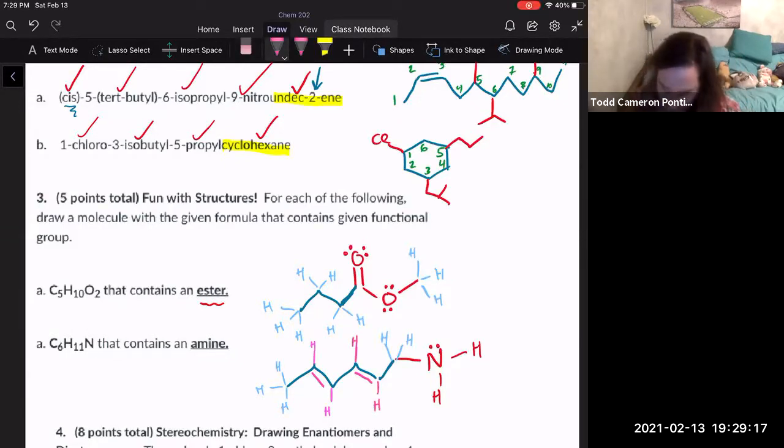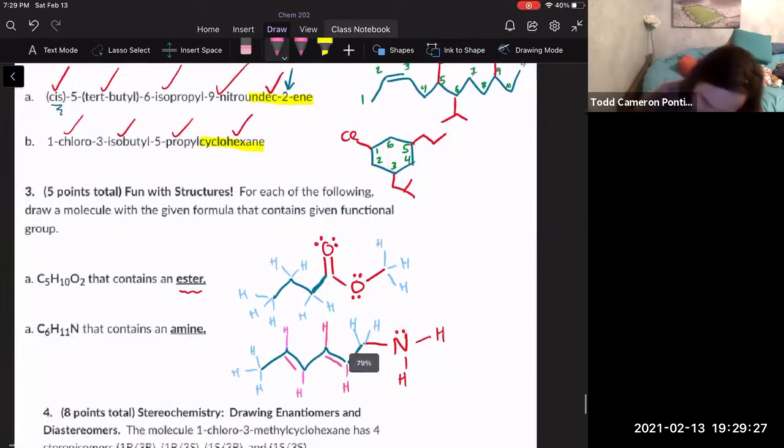Okay. Now I've got 1, 2, 3, 4, 5, 6, 7, 8, 9, 10, 11 hydrogens. Great, this matches the formula. I'm good to go. Other ways that I could have done this with degrees of unsaturation.